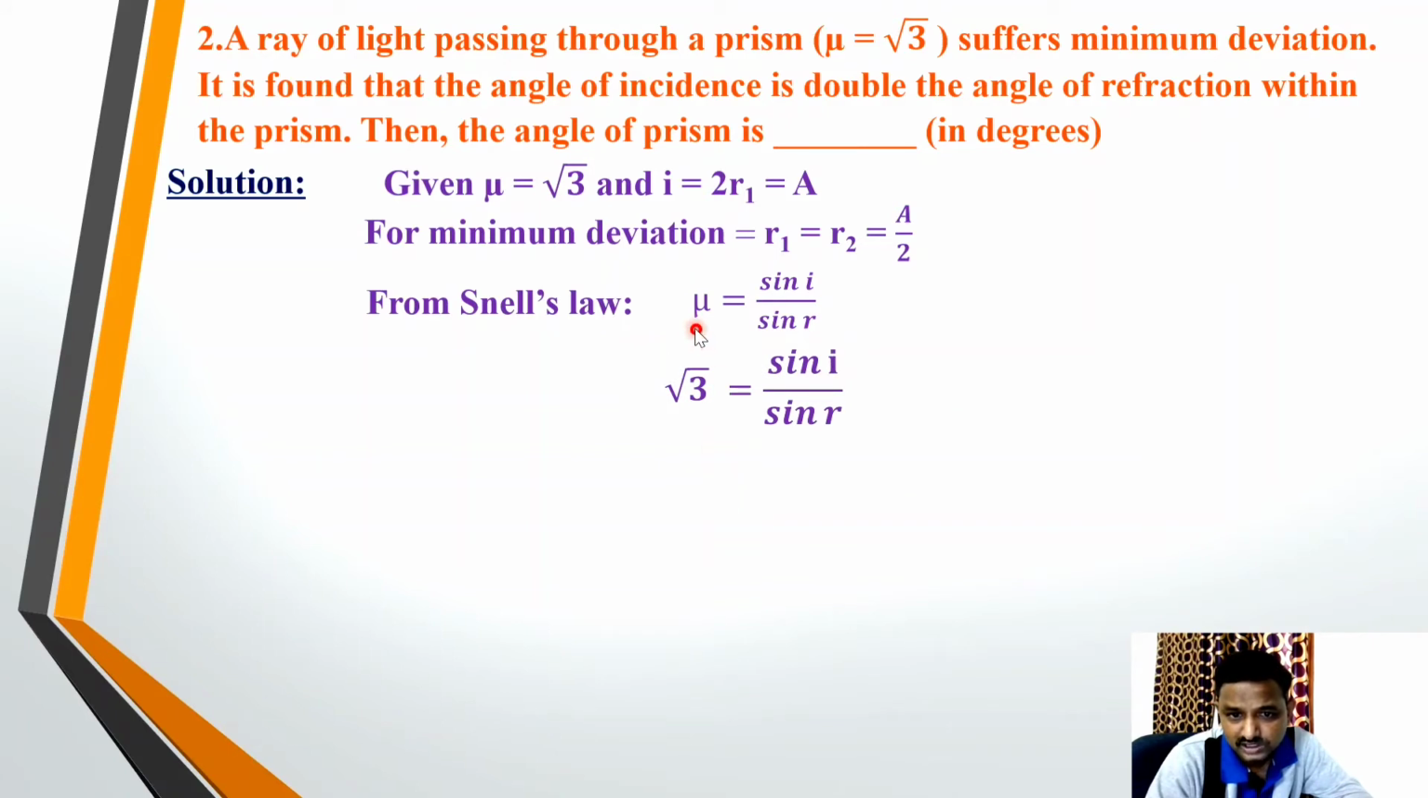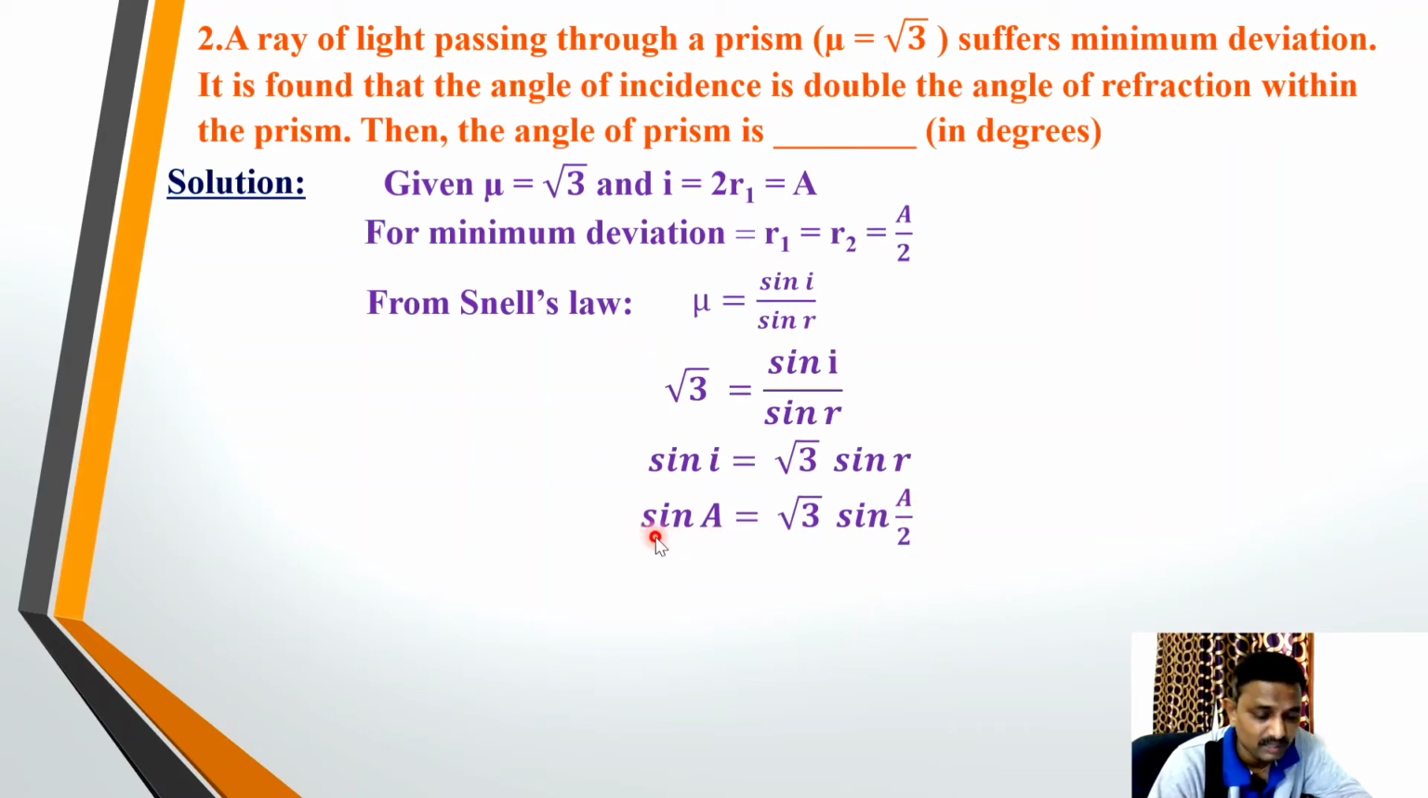So I substituted in the place of mu √3, then I got √3 is equal to sin I by sin r. If I do cross multiplication, then I got sin I is equal to √3 sin r. So here I is equal to A, in the place of I substituted A, and r is equal to A by 2. So in the place of r I substituted A by 2. Then I got sin A is equal to root 3 sin A by 2.